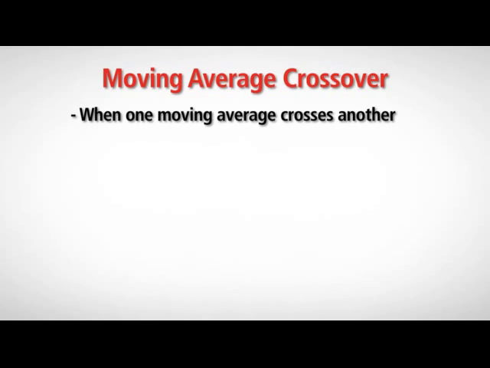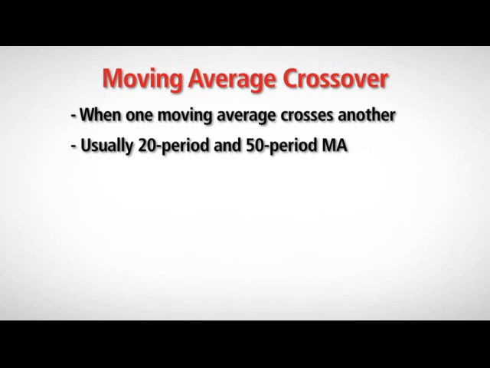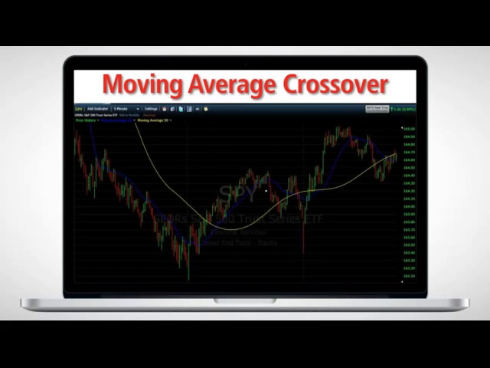So we'll use two moving averages, usually the 20-period and the 50-period moving average. You could also use either of those compared to the 200-period moving average. And you're looking for situations where the moving averages will cross each other. So the best way to show this is by example. So an example of a moving average crossover occurs right here.